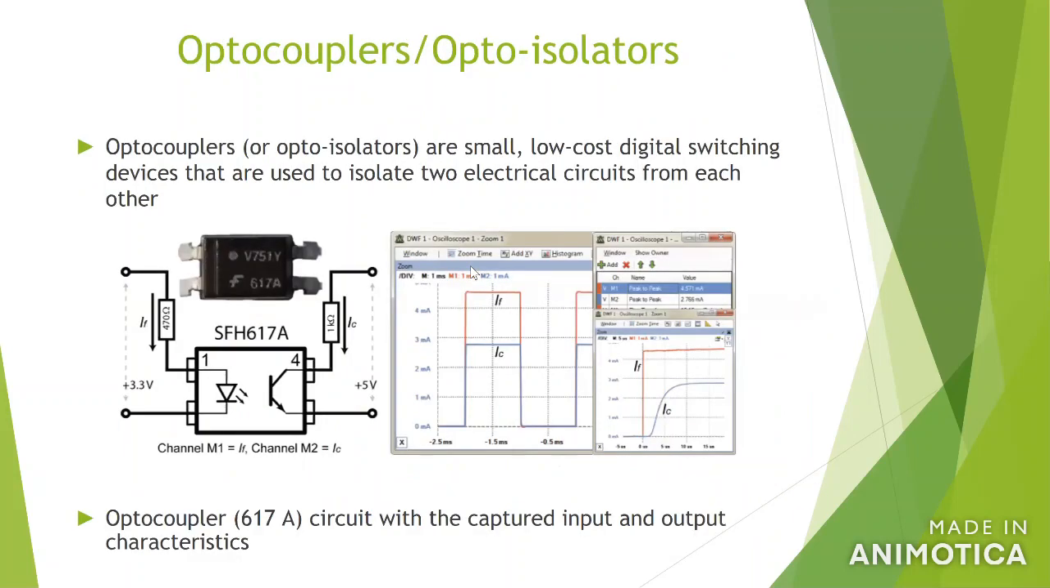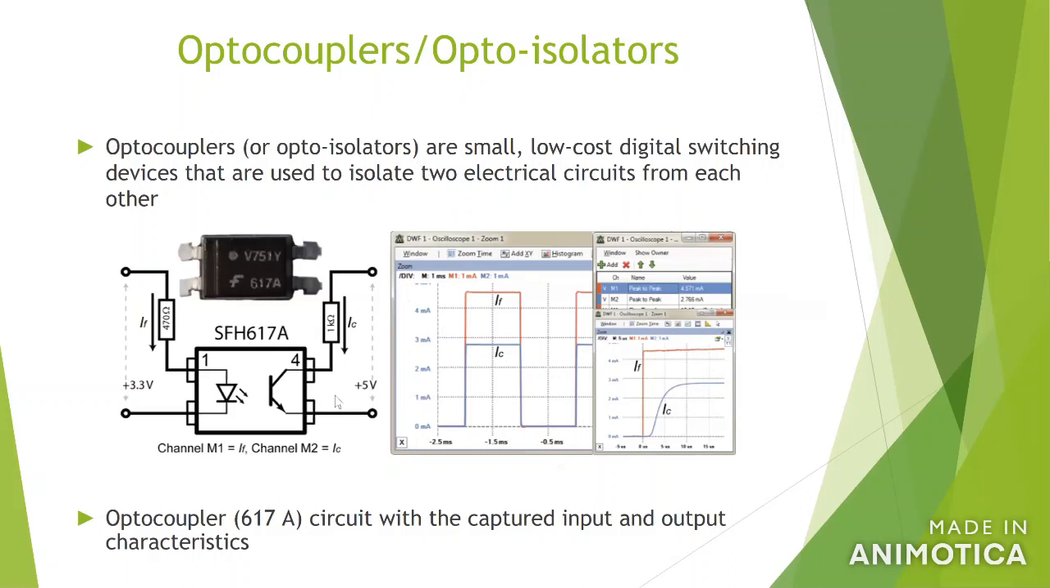Okay. So we have introduced capacitors, LED, and also transistors. So this is another component that we can use for electrical circuits. Okay, it's called optocouplers.